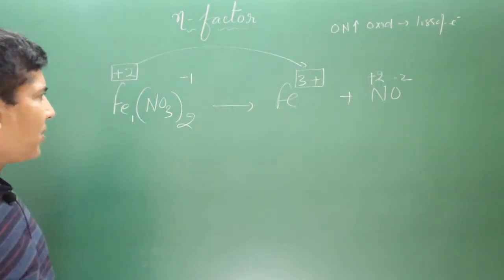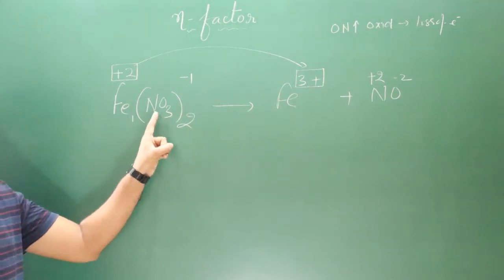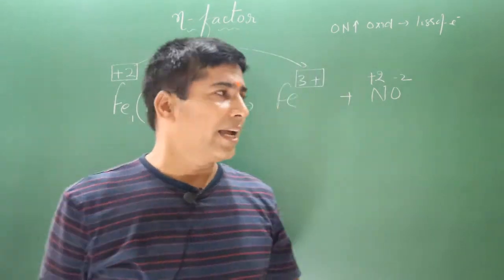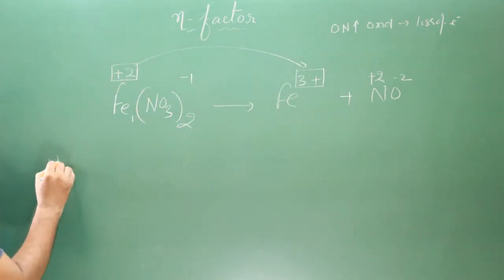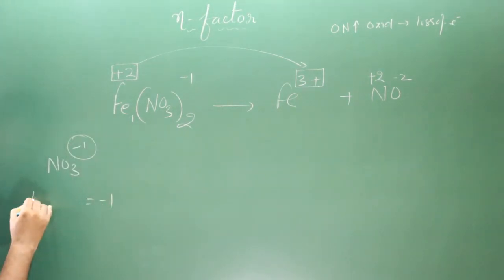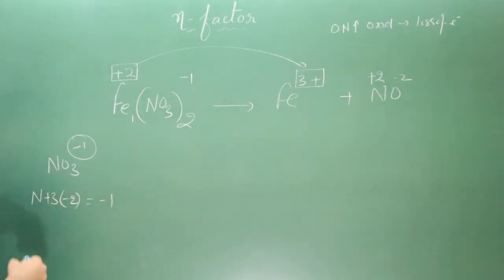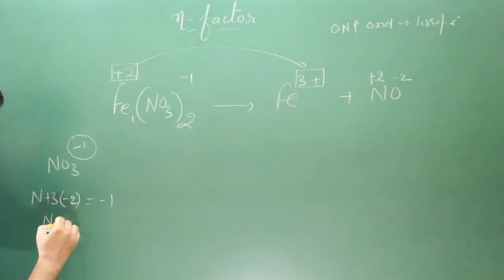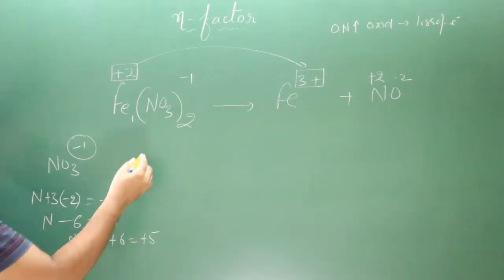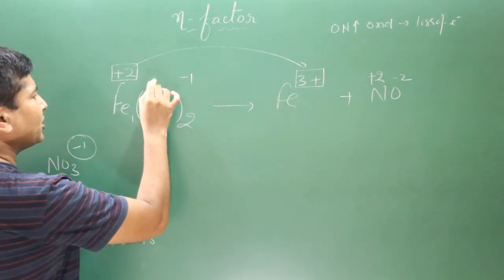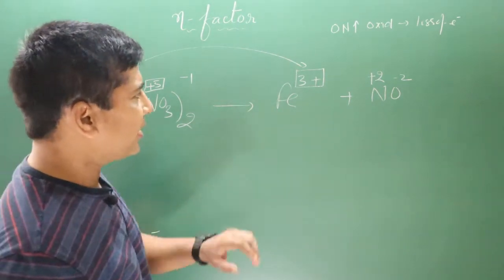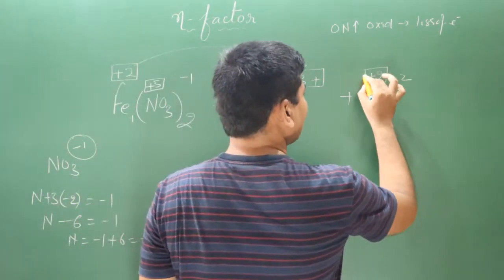Now we can compare the oxidation number of nitrogen. This is the polyatomic nitrate ion, and we can calculate the oxidation number of nitrogen in it. The overall charge is -1. Nitrogen is there, and there are 3 oxygens, each -2. So nitrogen plus 3 times -2, which is -6, equals -1. Nitrogen is equal to -1 plus 6, which is +5. You can see in the nitrate ion, nitrogen is present in +5 oxidation number. On the other side nitrogen is present in +2 oxidation number.